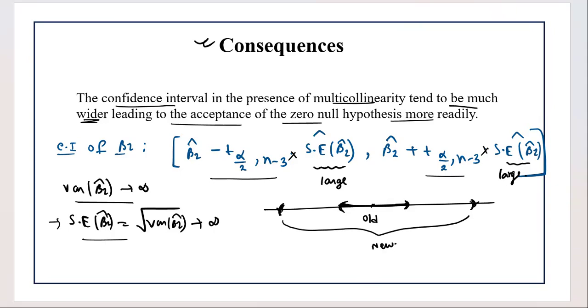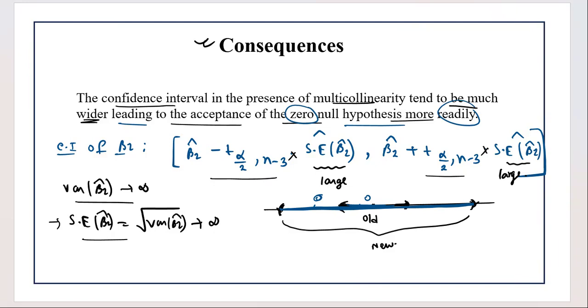So what I'm saying is that the possibility of zero lying in this particular interval is smaller than the possibility of zero value lying in this particular interval, right? This is a much wider interval. So the probability of having zero in a much wider interval is more than the probability of having zero in the smaller interval, right? So that is why I've written that, leading to acceptance of zero null hypothesis more readily. I hope this is absolutely clear to you.